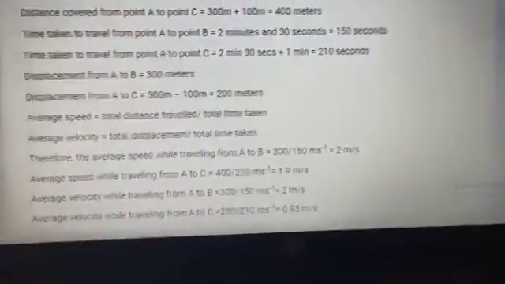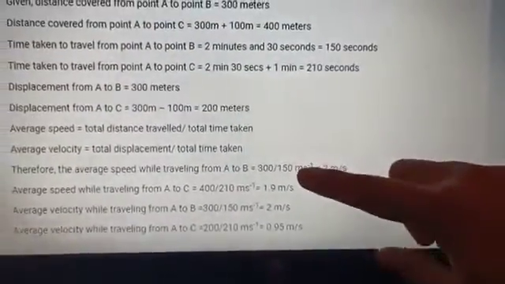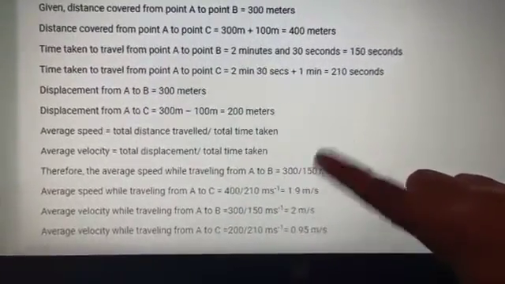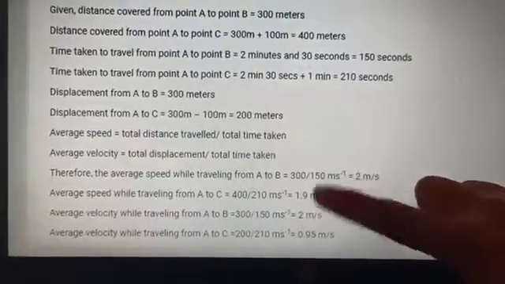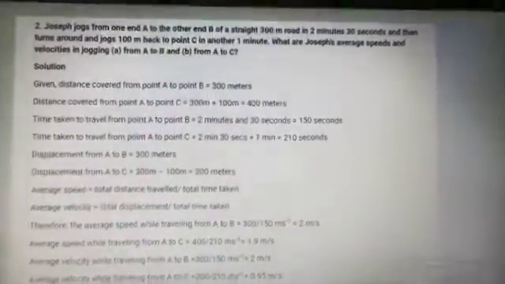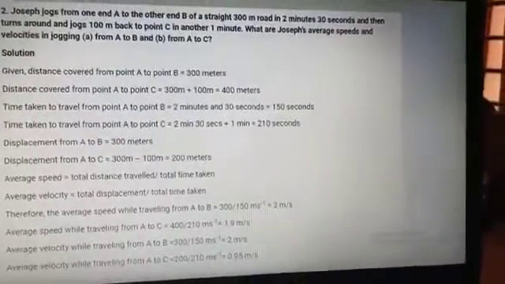So you may observe here that for A to B, the speed and the velocity is the same because the distance and displacement are same from A to B, that is 300 and 300. But from A to C it changes. Okay. Moving ahead.